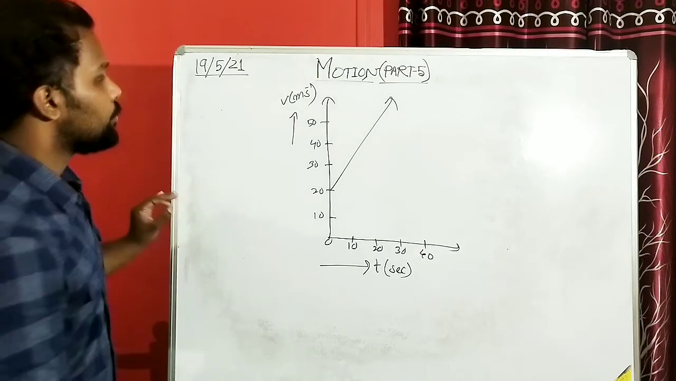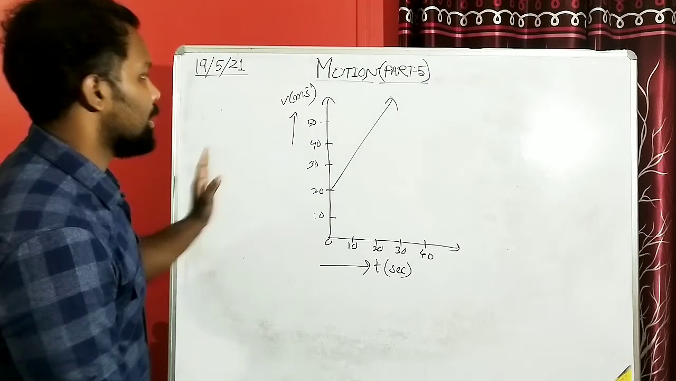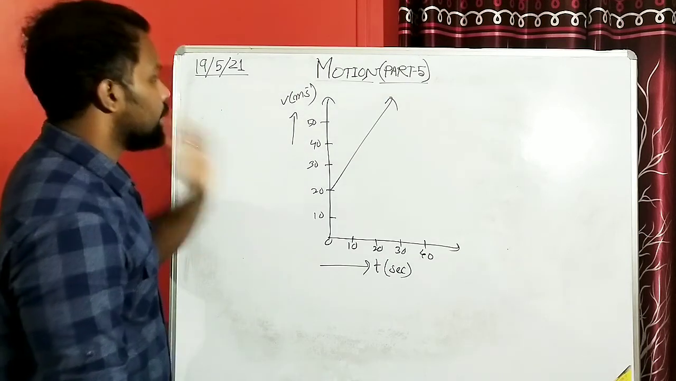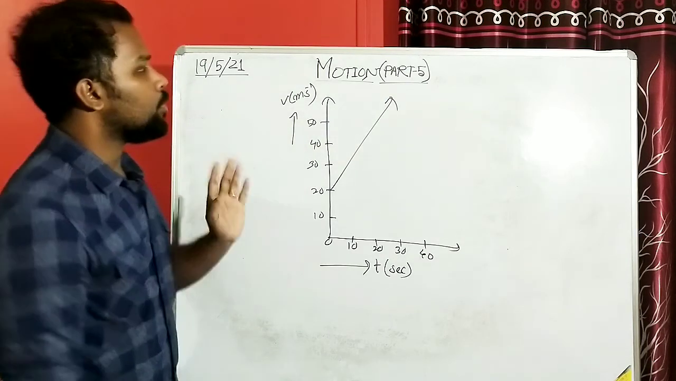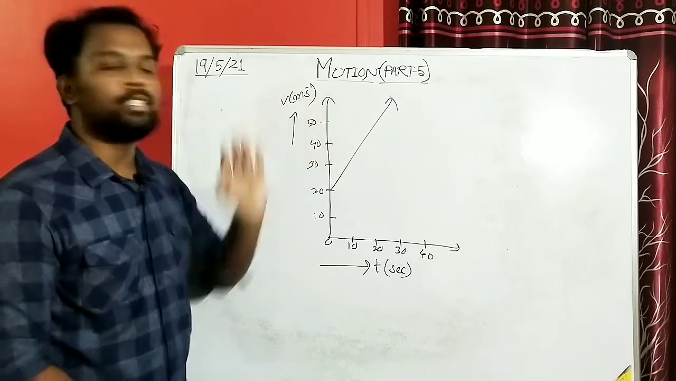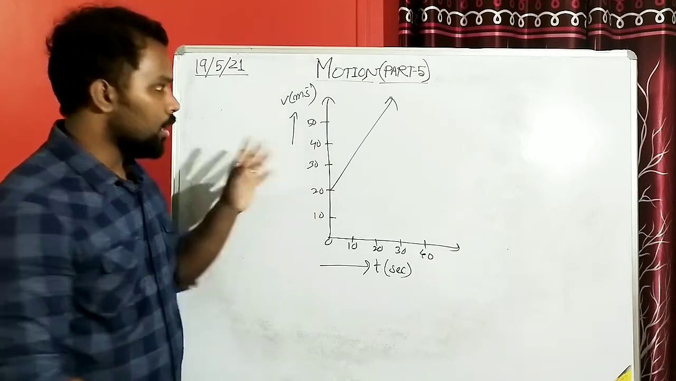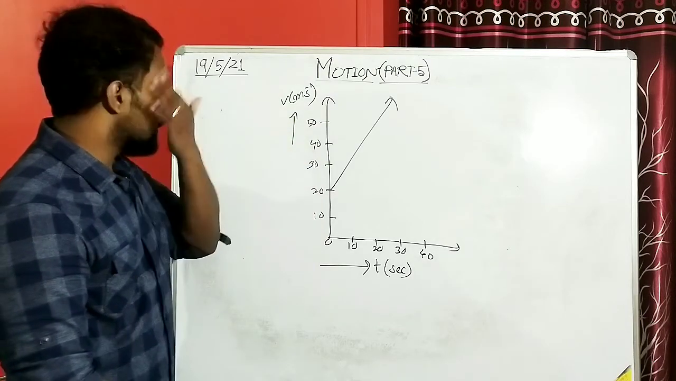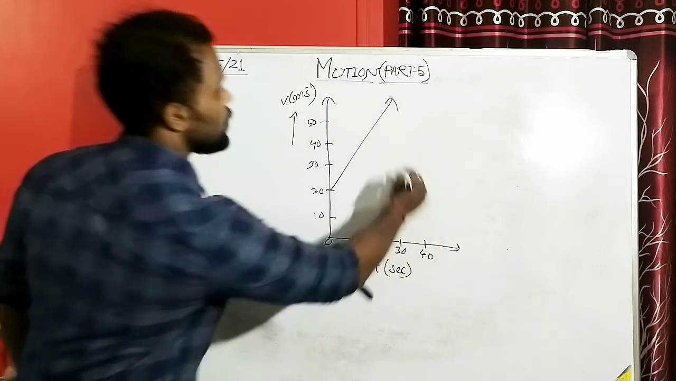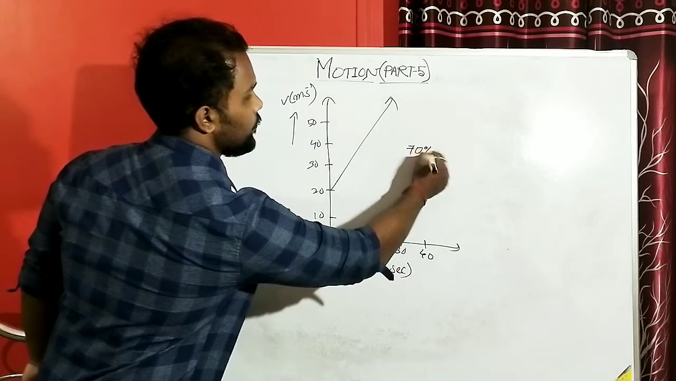I told you that though it is a velocity time graph, many students replied that this is a uniform velocity type graph or a uniformly accelerated graph, where the velocity changes uniformly with time, right? This is a correct answer. This is, you can say, almost 70% correct.